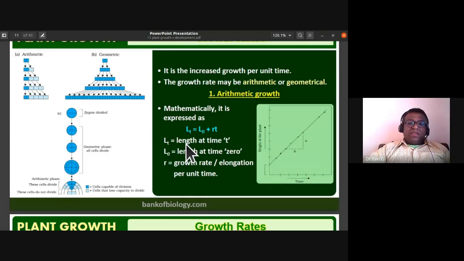What is Lt? Length at time t. L0, you can read it as length at time 0. r is growth rate or elongation per unit time. So r is growth rate or elongation per unit time. This is the formula for arithmetic growth.